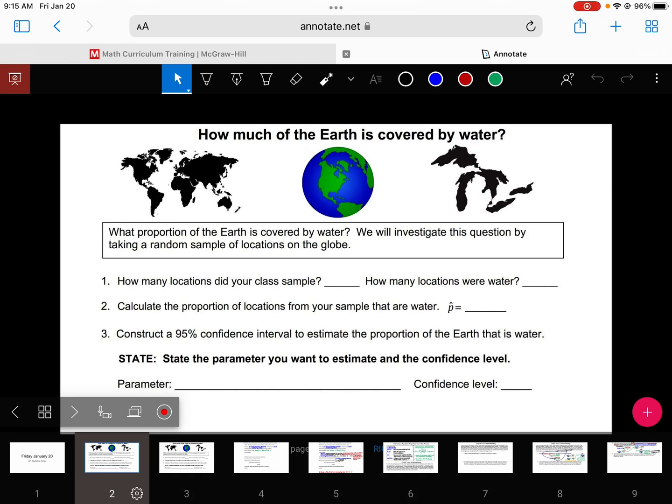We want to try to estimate what proportion of the Earth is covered by water. We're going to investigate this question by taking a random sample of locations on the globe. So I need somebody that's willing to keep a tally for me. I want one or two people so that we can keep a tally going. I've got a Google Earth random generator here that's going to pick random locations on the globe.